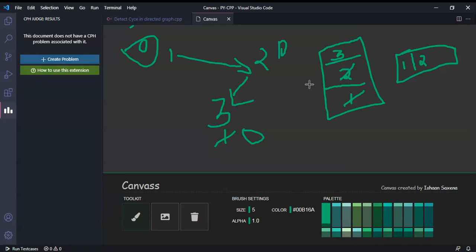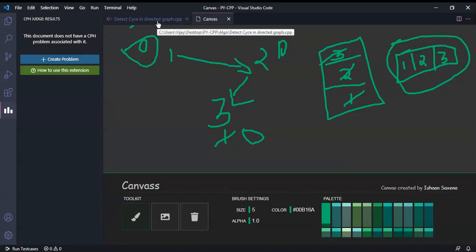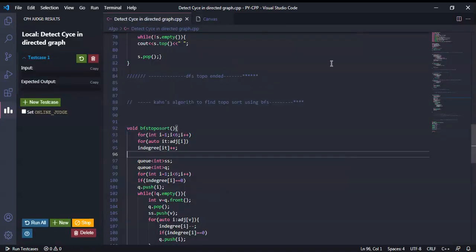Now we will check 3. Since we are checking 3, we will push that 3 in our array. Since the in degree of 3 is already 0, we will remove it from the queue and come out of our loop, and this is our required answer. So this is the topological sorted array. Let's see how this topological sort works using BFS.